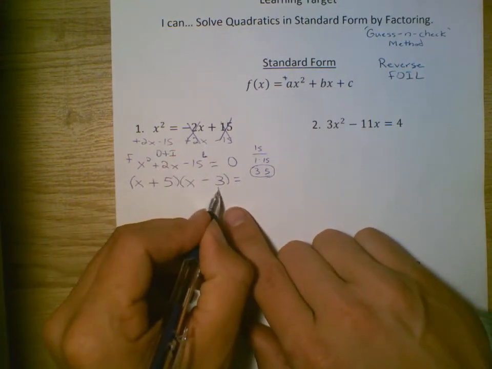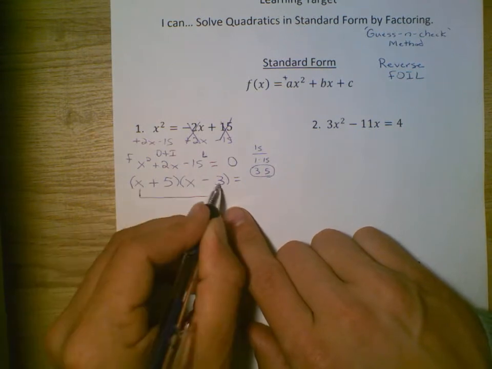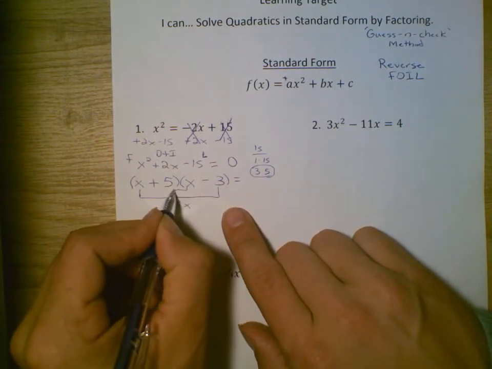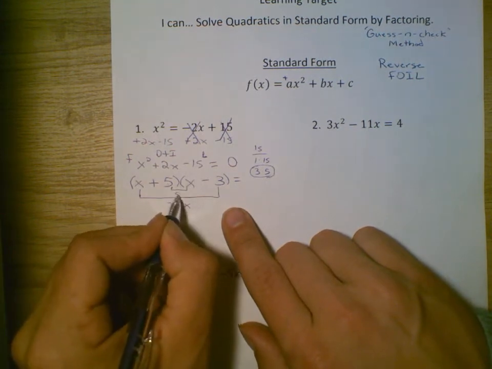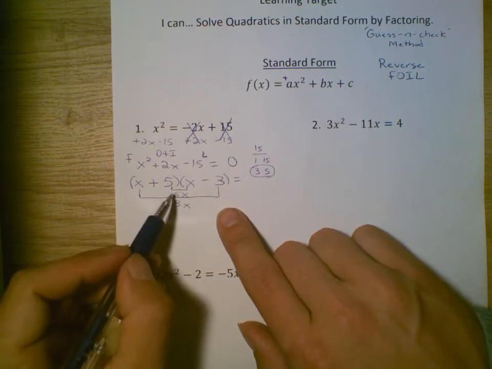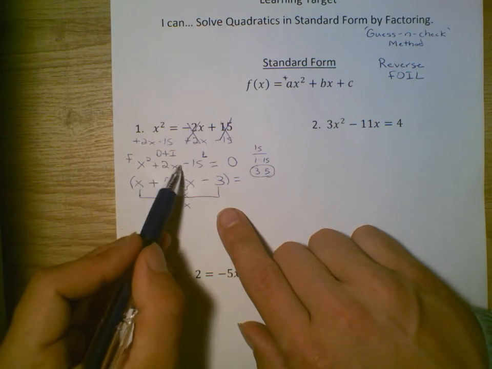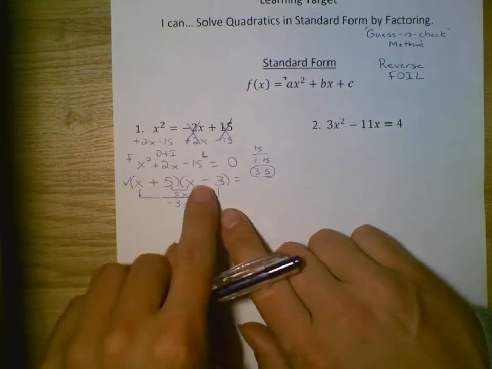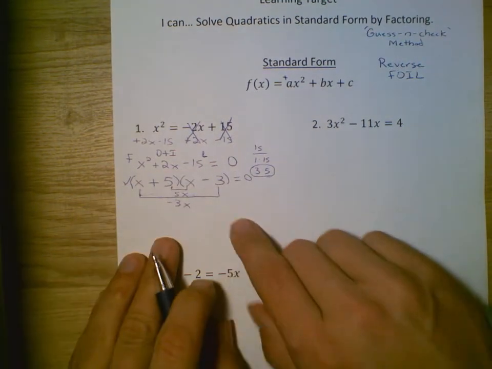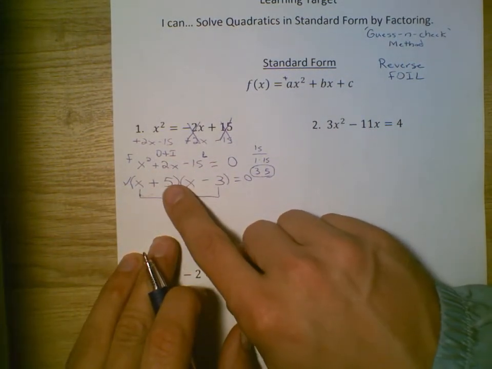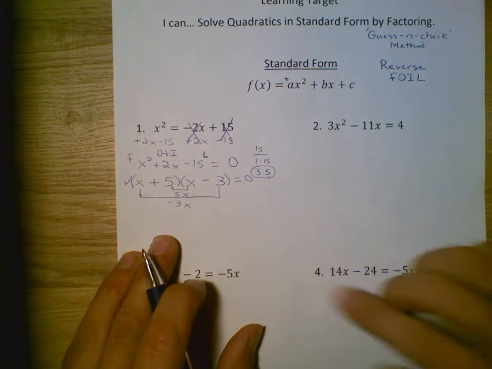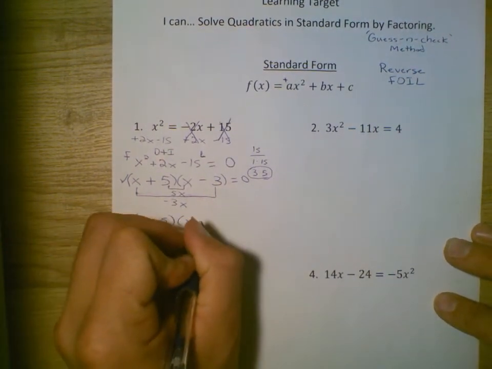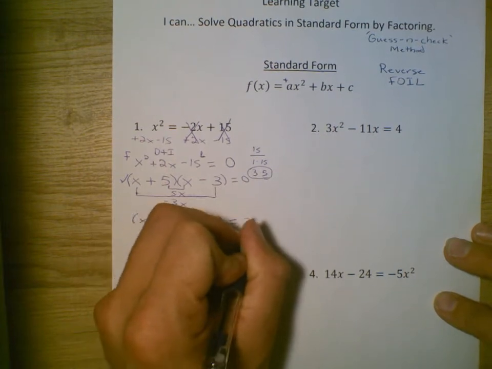So if I check the outside, negative 3 times x is negative 3x. And then if I check the inside, 5 times x is 5x. If I take 5x minus 3x, do I get positive 2x? Yeah, I do. So it checks out, right? This is correct. So the proper factoring is x plus 5 times x minus 3. So I'm just going to copy that down below it for now. So x plus 5 times x minus 3 equals 0.